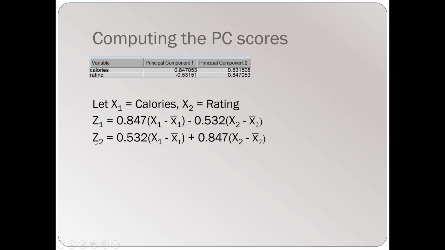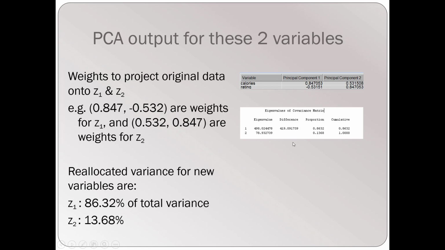And then you compute Z sub 2 using these two coefficients. And then if you calculate the variance and covariance of Z sub 1 and Z sub 2, this is what you'll end up with. You end up with 86% of the variance with Z1 and approximately 13% with Z2.